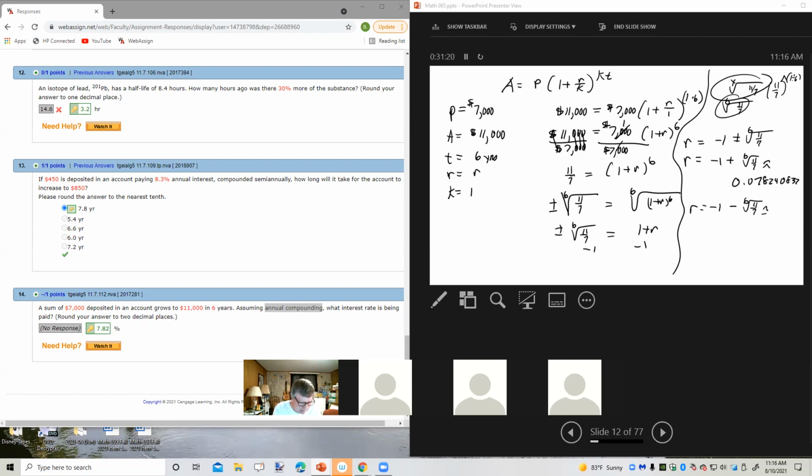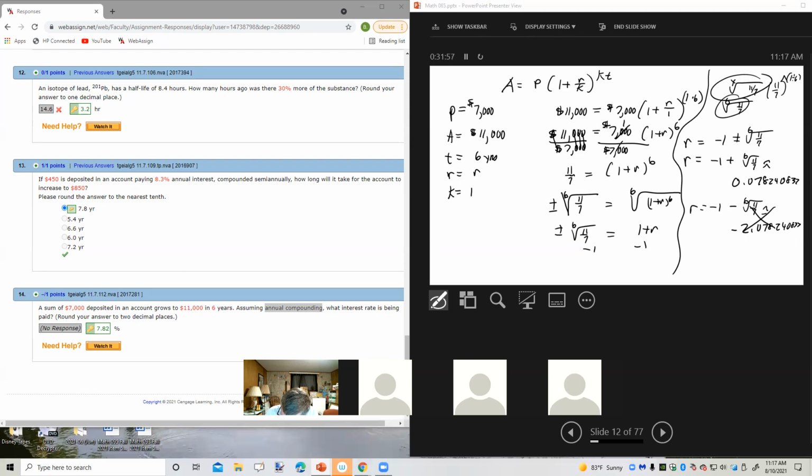Okay, so that gives me negative 2.078240832. Well, since in this problem the amount is growing from 7,000 to 11,000, it couldn't have a negative interest rate. It would have to be positive, okay? Otherwise, it would get smaller.